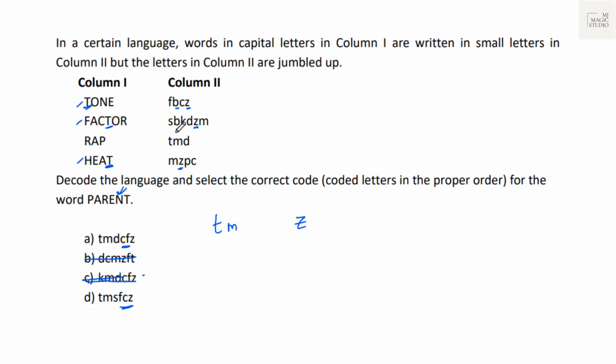Z already gone for T, O. So B stands for O. E is common here. F, C, C. For E, we have got C. Okay. That means option A is the pick.